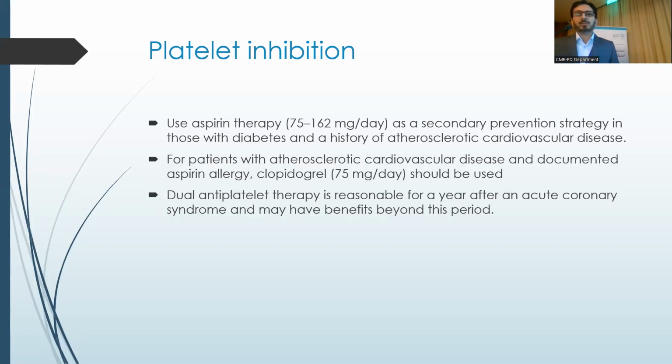So the recommendation for secondary prevention strategy is aspirin low dose, 75 to 162 milligram per day, which should be given in those patients with diabetes and history of established cardiovascular disease. For patients with established cardiovascular disease and documented aspirin allergy, clopidogrel should be used. And dual antiplatelet therapy is reasonable for a year after an acute coronary syndrome. And now it's been recommended for further years because it shows benefit in reducing cardiovascular events.